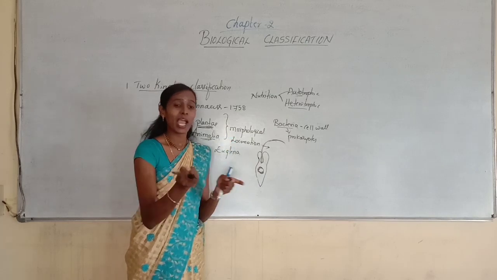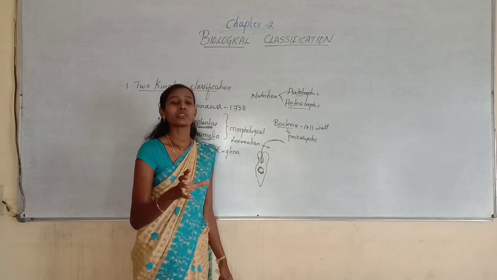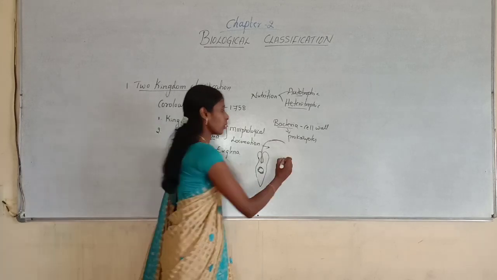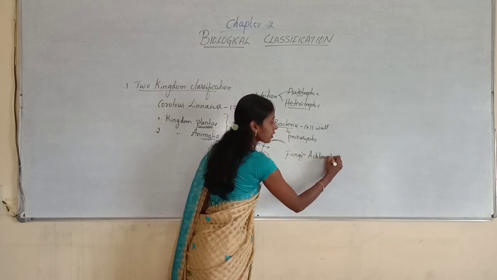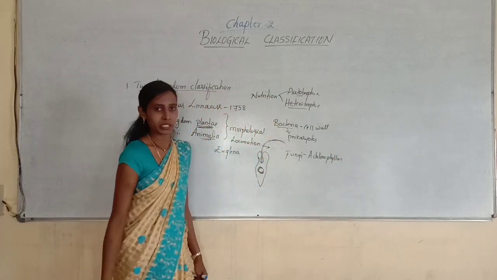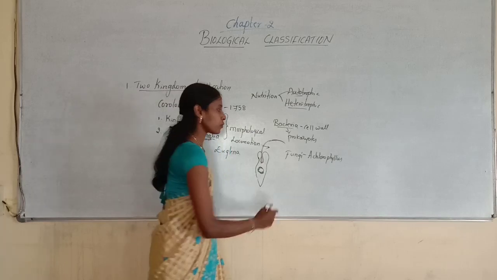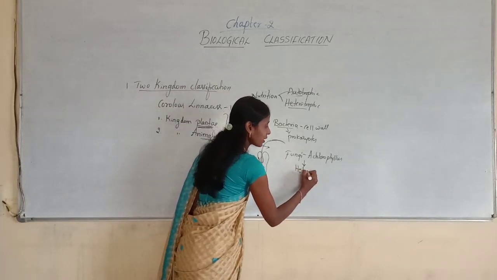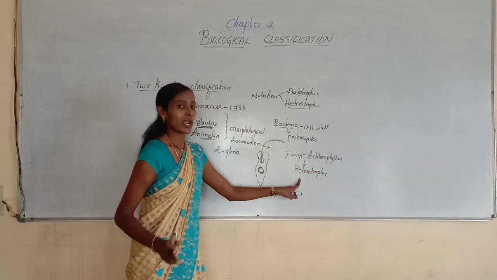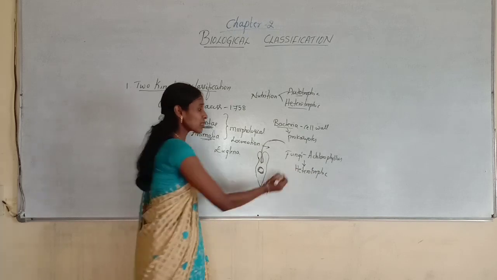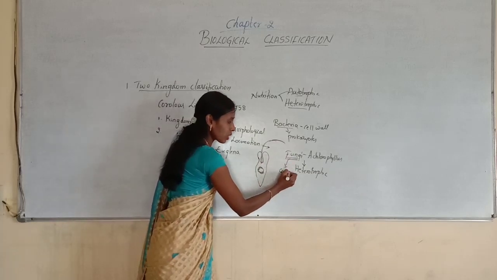That is one drawback. And one more drawback is that he included both photosynthetic and non-photosynthetic organisms in one group. So the fungi, these are called achlorophyllous, are non-photosynthetic because they do not contain chlorophyll pigment and they cannot prepare their own food. So we can say that these are heterotrophic organisms. If they cannot prepare their own food, they are called heterotrophic organisms. So he included fungi in the kingdom Plantae, as fungi also contain a cell wall.